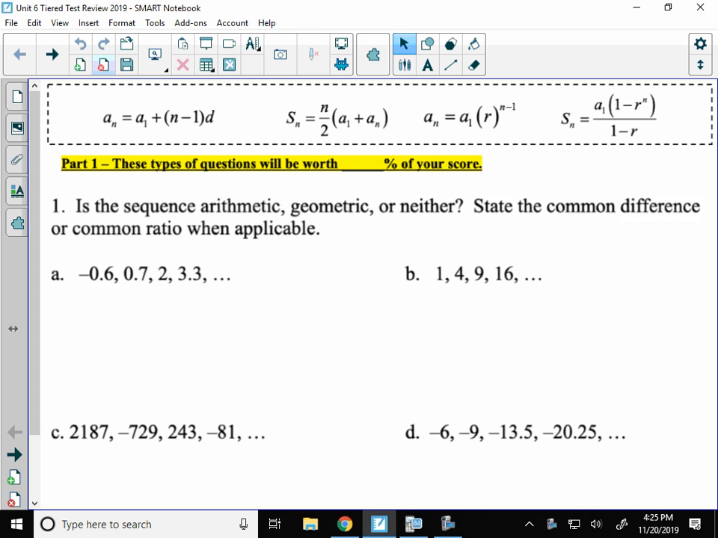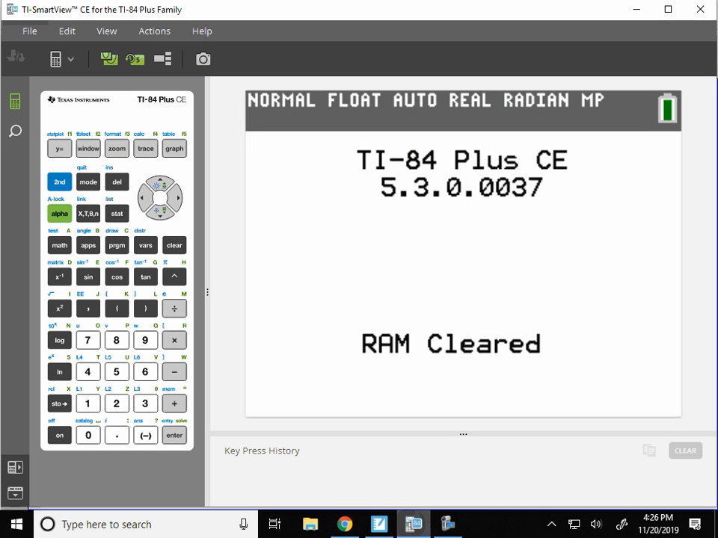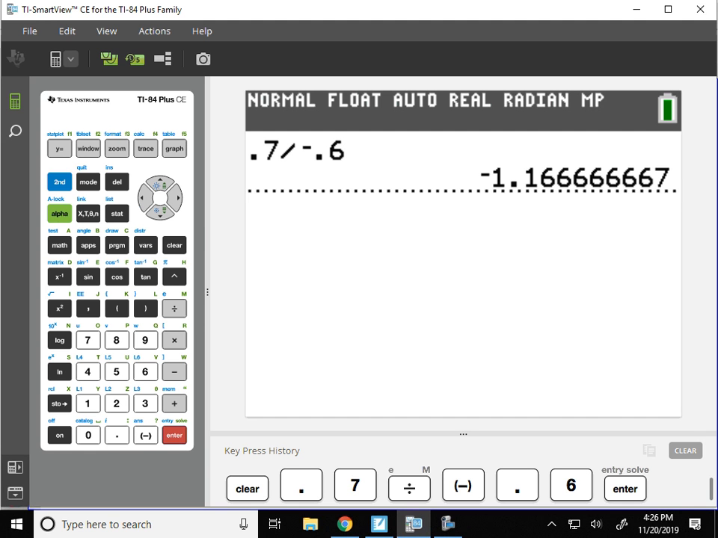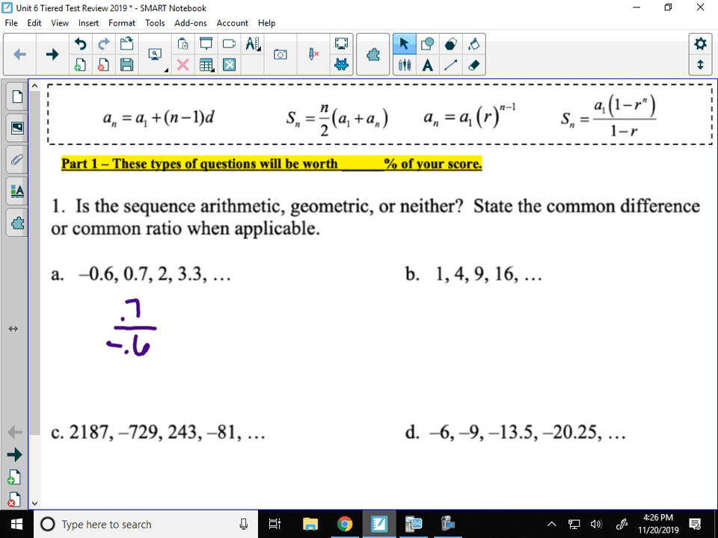A, I have negative 0.6, 0.7, 2, 3.3. What you can do here is start by checking to see if it's geometric, because with those numbers it's kind of hard to see if it adds the same thing every time. And remember, the way we decide if something's geometric or not is we take the second number divided by the first number. So on my calculator, 0.7 divided by negative 0.6, and I get negative 1.16.